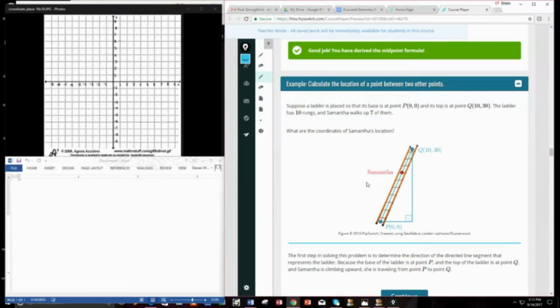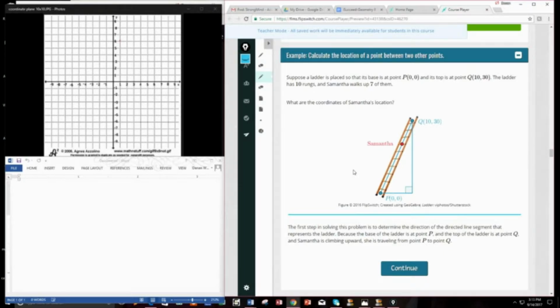Okay, so calculate the location of a point between two other points. Suppose a ladder is placed so its base is at point P (0, 0), and its top is at point Q (10, 30). The ladder has 10 rungs, and Samantha walks up 7 of them. What are the coordinates of Samantha's location?